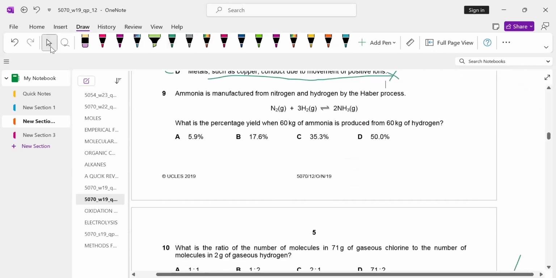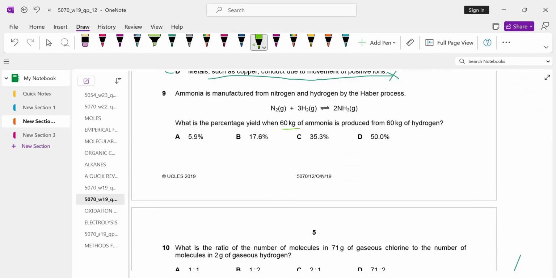Then question number 9, ammonia is manufactured from nitrogen and hydrogen by the Haber process. The equation is given. What is the percentage yield when 60 kg of ammonia is produced from 60 kg of hydrogen? Now you need to find the percentage yield. For this, firstly you need to know the formula: percentage yield equals actual yield divided by theoretical yield into 100. So firstly you need to find the theoretical yield, and the actual yield is given, which is 60 kg.